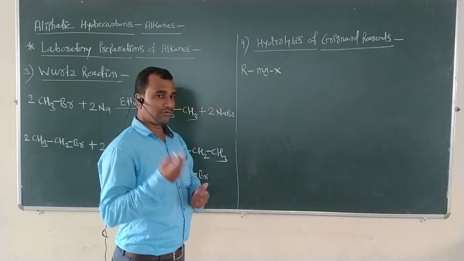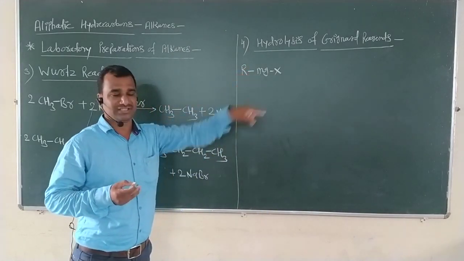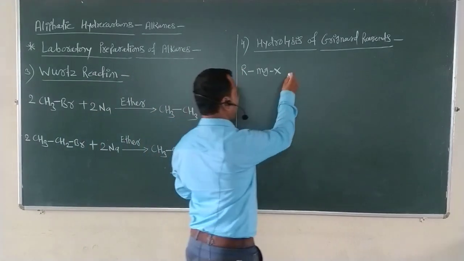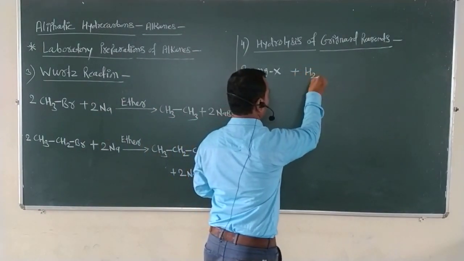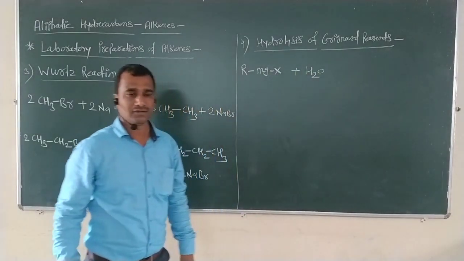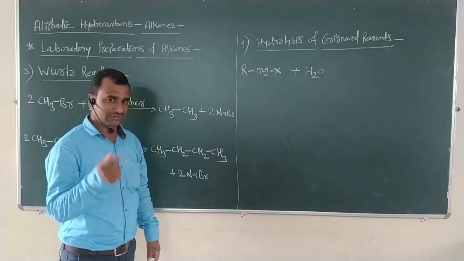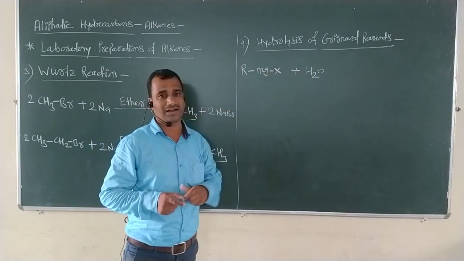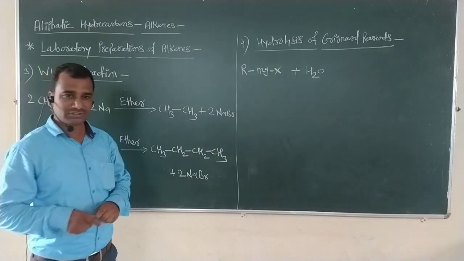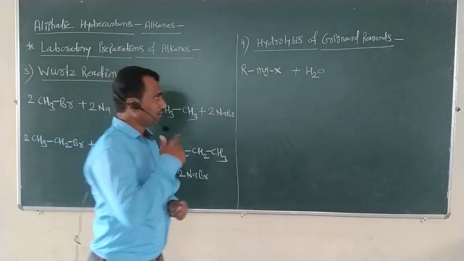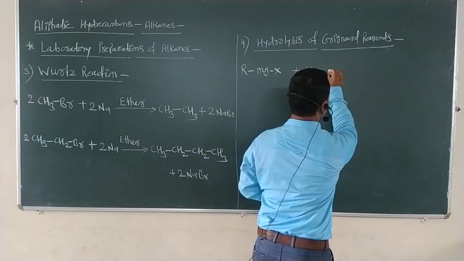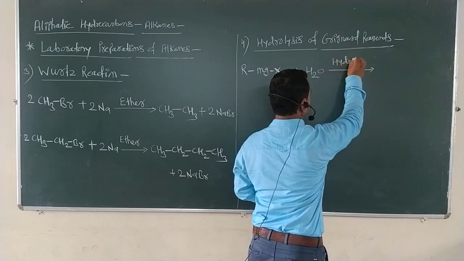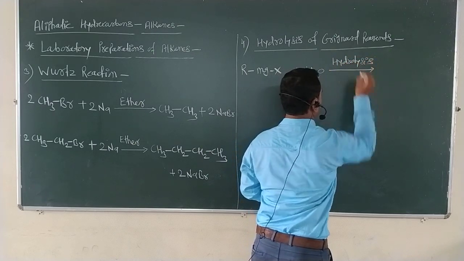Secondly, we have to study the hydrolysis of this Grignard reagent. So I take here H2O. For the formation of alkanes, we have to take the Grignard reagent and add a water molecule to it. This process is nothing but the hydrolysis. The name of this process is hydrolysis.